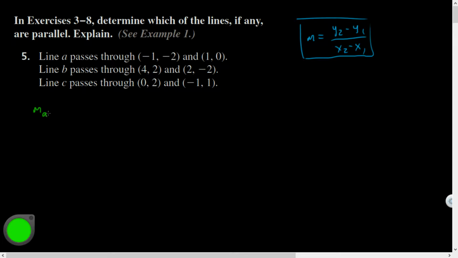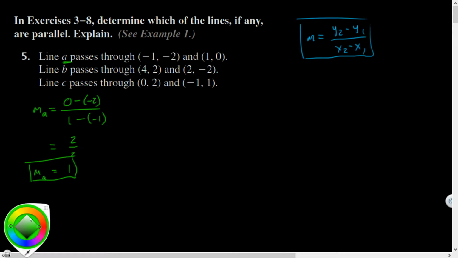So for the slope of line A, I'm going to do y2, which is 0, minus y1, which is negative 2, over x2, which is 1, minus x1, which is negative 1. And so calculating slope, 0 plus 2 is 2 over 1 plus 1 is 2, which is equal to 1 when I reduce. So there's line A. Line A is green.